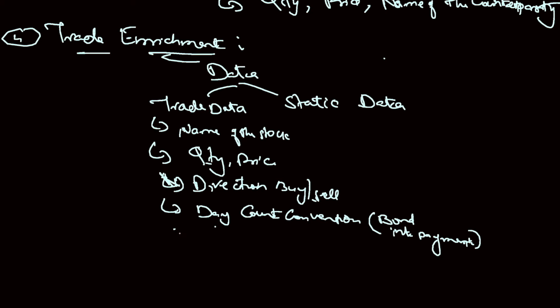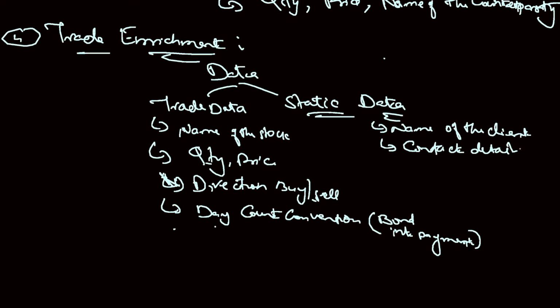Now static data is also called master data. Master data includes data which will not change from trade to trade. Examples are the name of the client, because whenever we deal with this party, this will be the name of the client. Then contact details, when I say contact details, phone number, address, etc. Then SSI, standard settlement instructions. This includes bank details, currency of settlement, country of settlement.